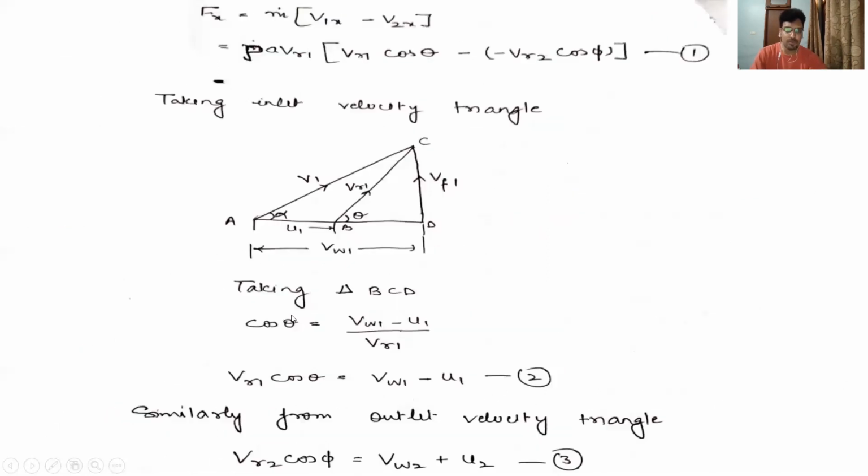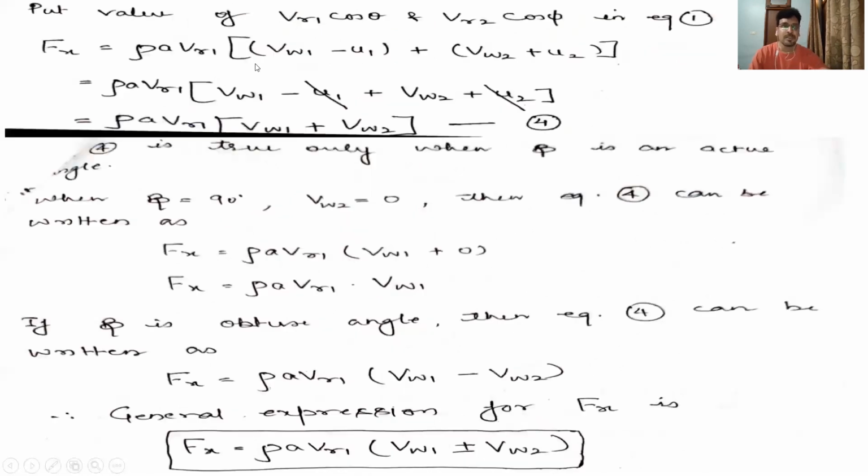So we put the values of Vr1 cos theta and Vr2 cos phi in this equation. So Fx equals rho a Vr1 times (VW1 minus U1 plus VW2 plus U2). So finally Fx will be equal to rho a Vr1 (VW1 plus VW2), and this is the value of force exerted by the jet in the x direction on the moving curved vane.